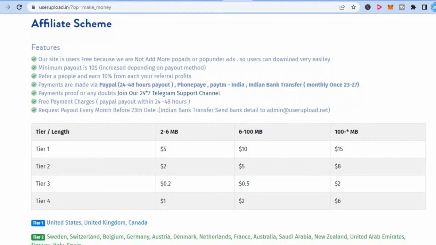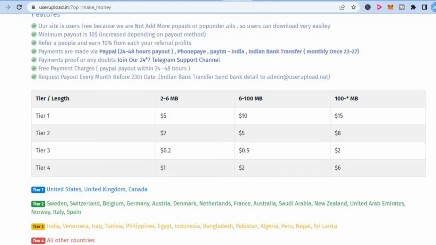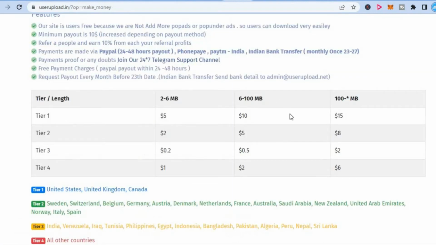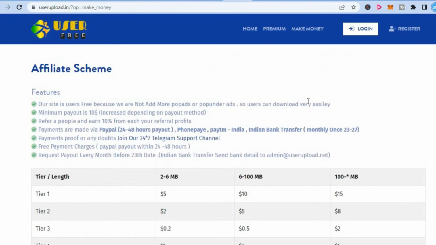So with each upload you will be able to get paid, and depending on the country that the person is in, you'll be getting even more money. For example, if the person is in the United States or the United Kingdom, you'll be able to get anywhere from $5 to $15 per 1,000 downloads. And as you can see here, as I told you earlier, this person is getting over 100,000 views per day, so you can imagine the amount of money that this person is making. Also, when it comes to this method, I've done videos on how to do this, so you can check out my YouTube channel and search for this.